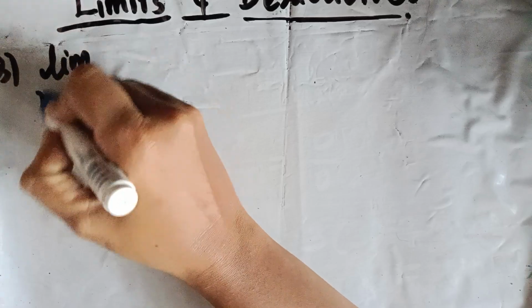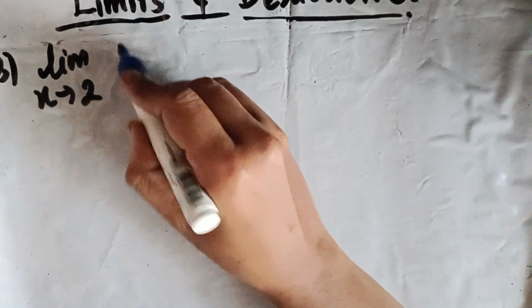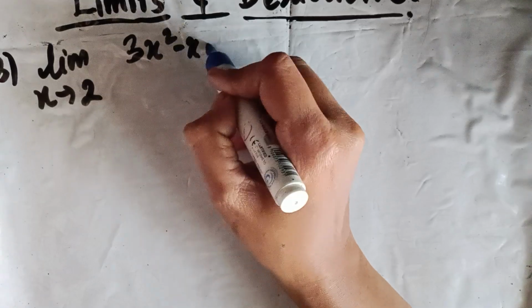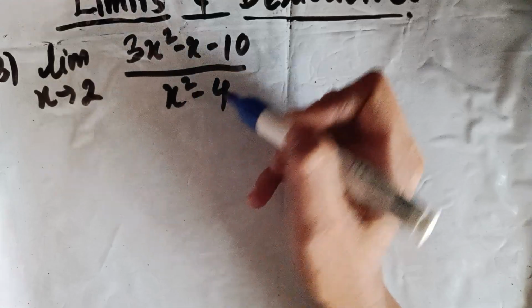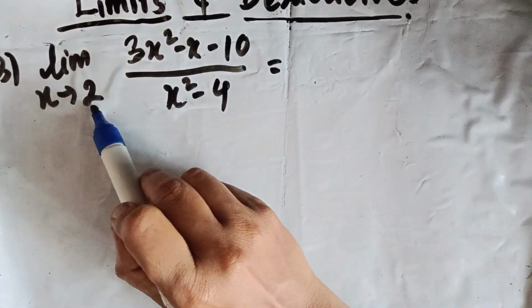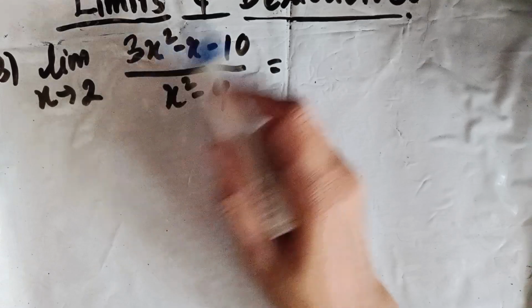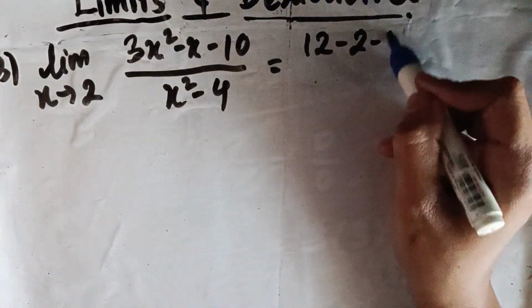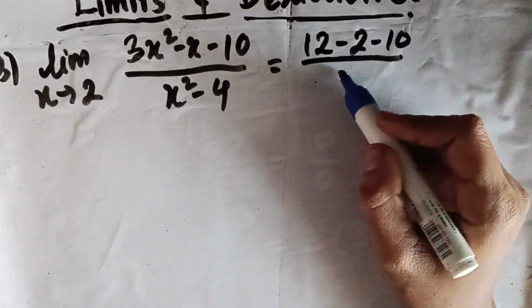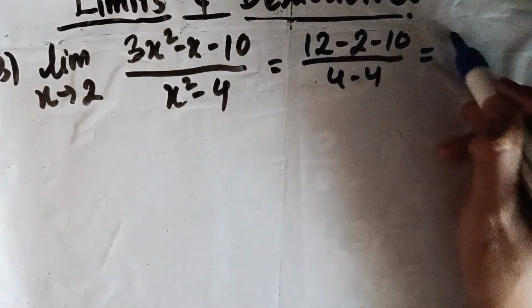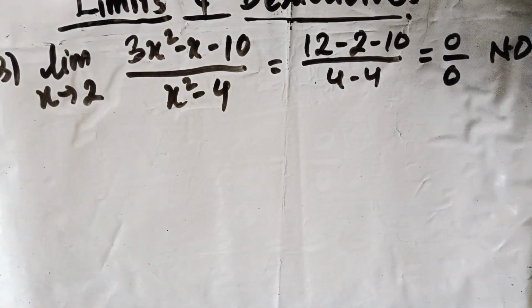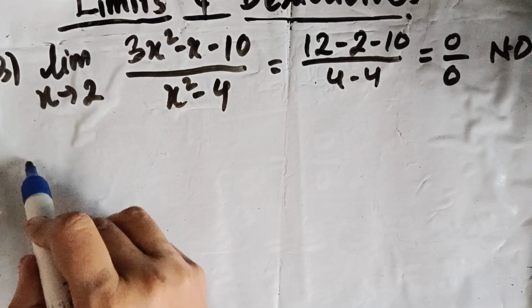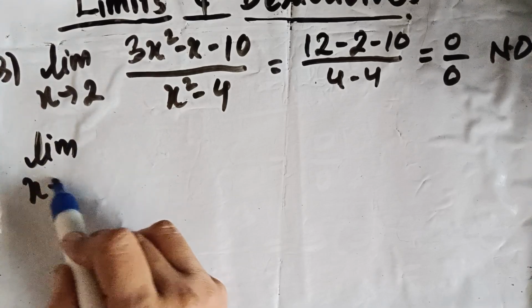Next question. Limit as x tends to 2, 3x square minus x minus 10 upon x square minus 4. First you substitute directly 2. So this becomes 4 3s are 12 minus 2 minus 10 upon 2 square 4 minus 4. So this is of the form 0 by 0, which is not defined. So we have to go for some method.